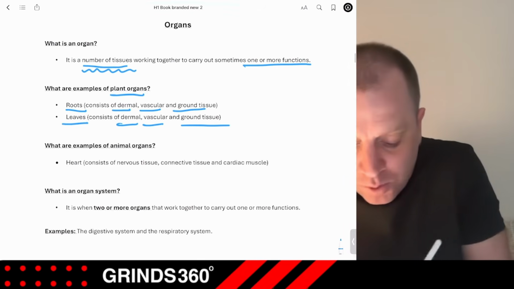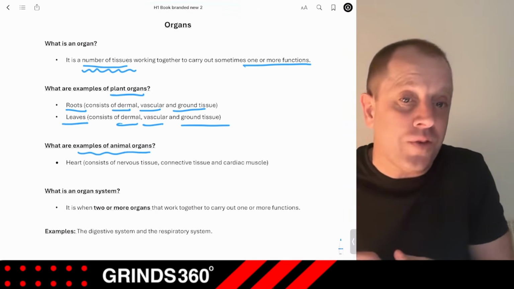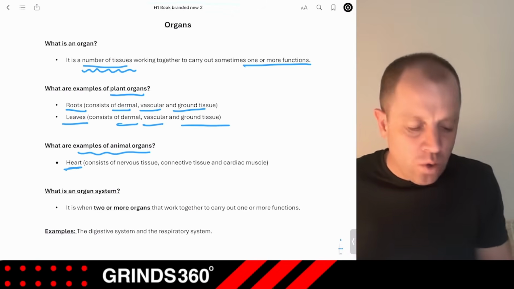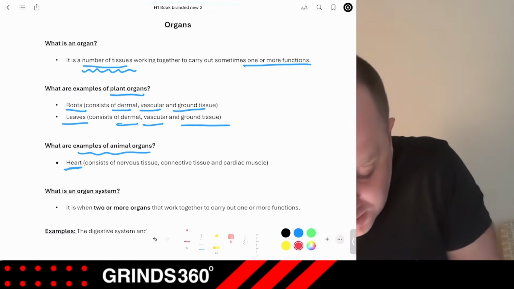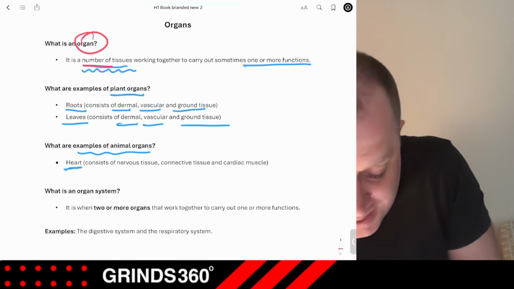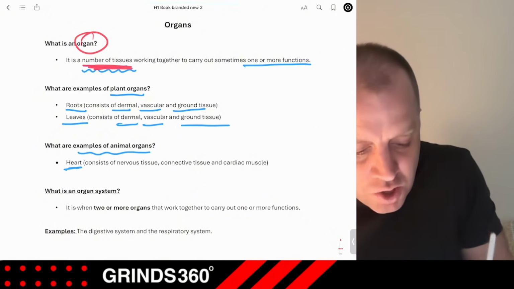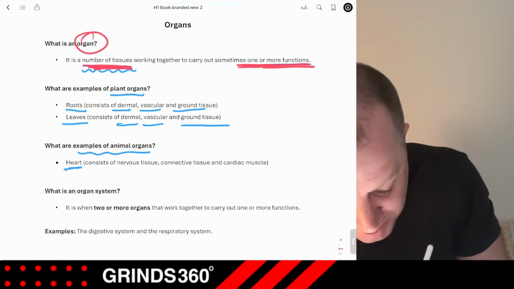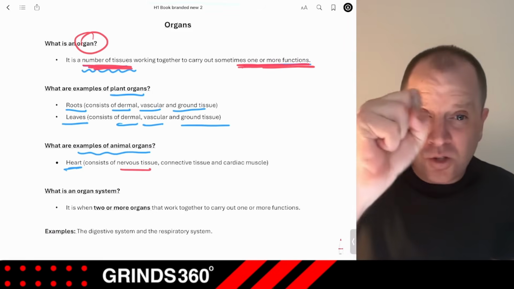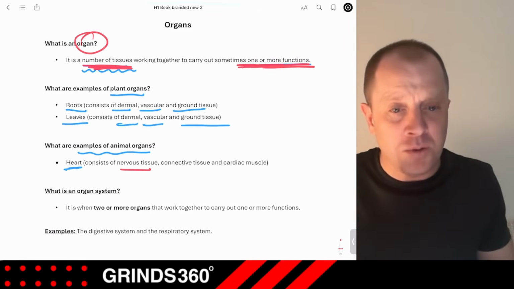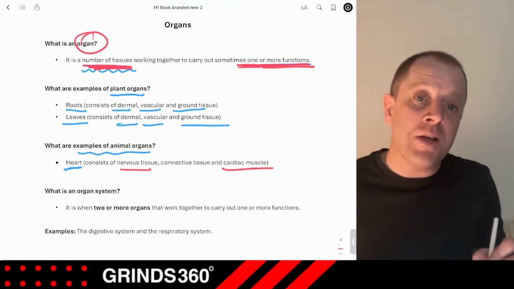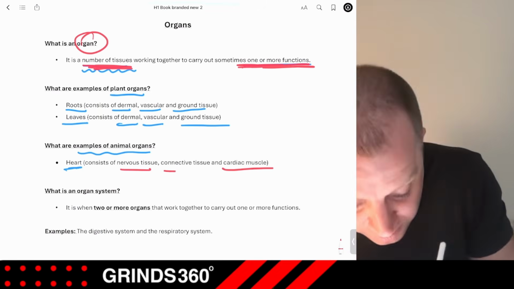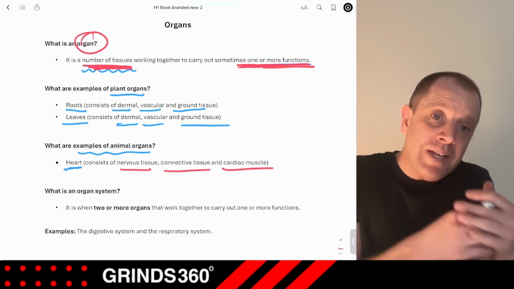Okay, what about an animal? Give me examples of animal organs. Well, let's go for the heart. The heart is an organ. So hold on now, everybody. If the heart is an organ, it means it's made up of a number of tissues that carry out one or more functions. Look, the heart is made up of nervous tissue, because that tissue sends out electrical impulses, causing the muscle of the heart to contract. The heart is made up of cardiac muscle, and the heart is made up of connective tissue. So that means the heart is an organ.